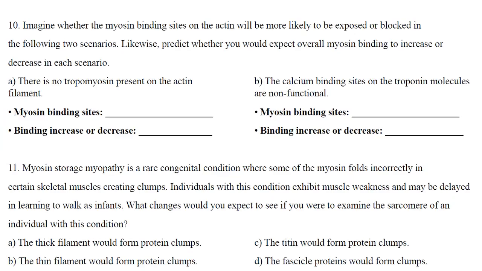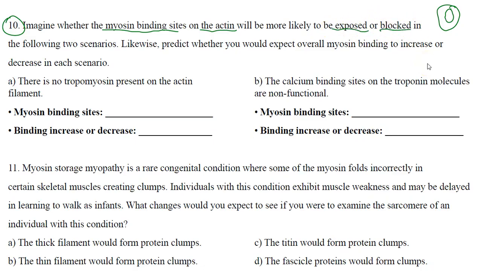All right, we're going to focus on number 10 here. It says, imagine whether the myosin binding sites on the actin. So again, if I have my little beads of actin, I have a little myosin binding site within it. So it's going to imagine whether the myosin binding sites on the actin will be more likely to be exposed or blocked in the following two scenarios. So it's going to be exposed or blocked.